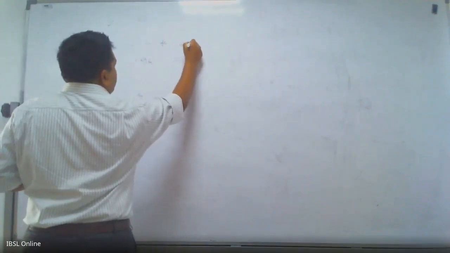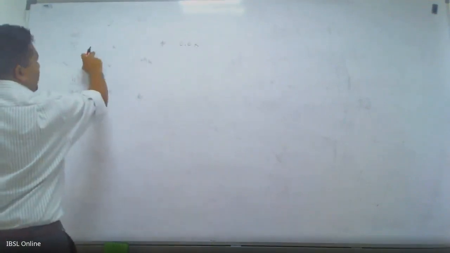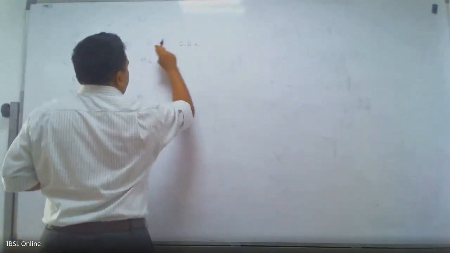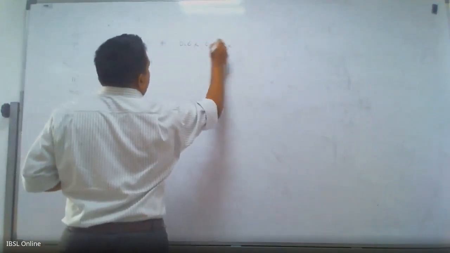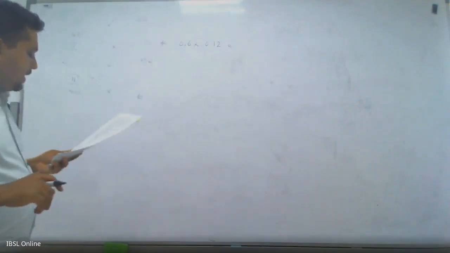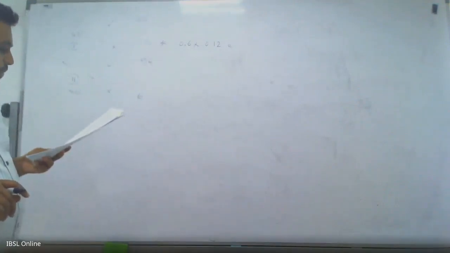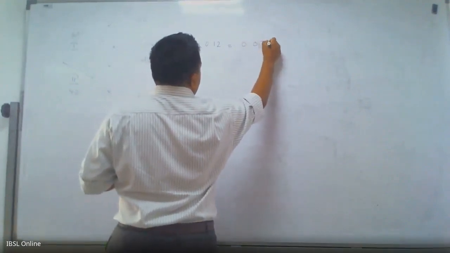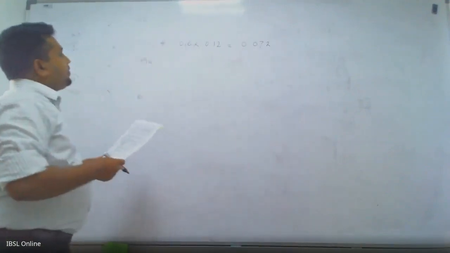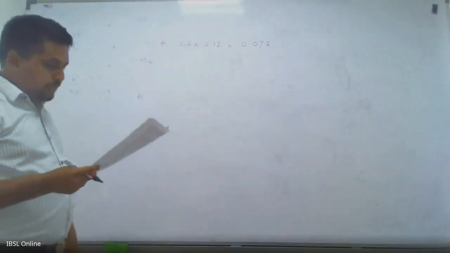You have 60% for first coming from line 1 and 12%, or 12 divided by 100, or 0.12 for the quality to be rejected. That means the answer shall be 0.072 as for the first part.